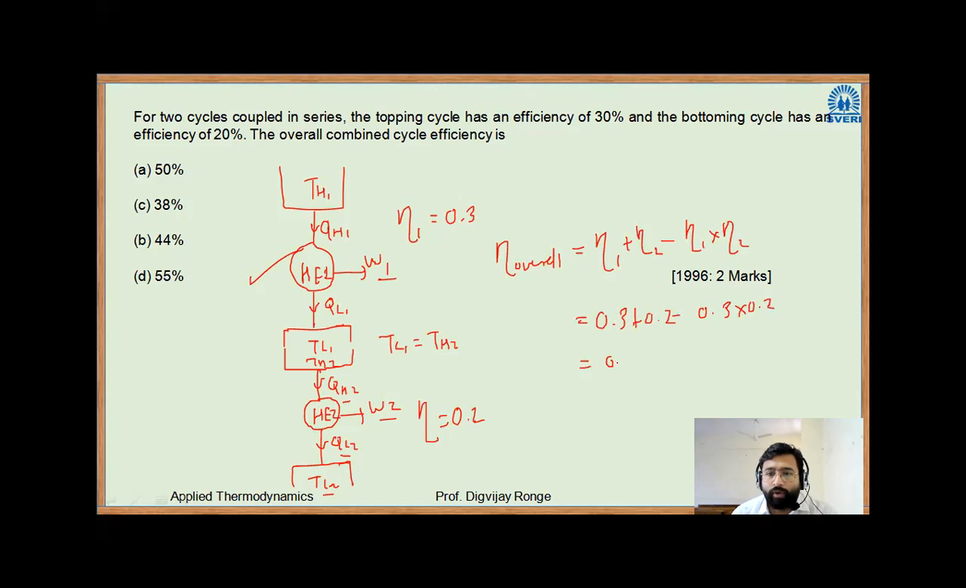So this will be what? 0.5 minus 0.06, and this will be equal to 0.44, or we can say 44%. Okay, so this option is right, option B. Now a very important conclusion from this.